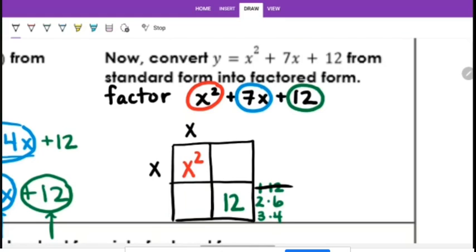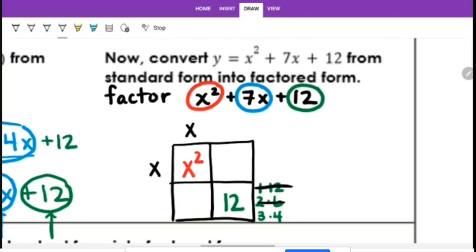Would 2 and 6 work? If I put a 2 here and a 6 here, would these work? No, I see some people shaking your heads no, because that would give me a 6x and a 2x, and those don't add together to give me 7x either. Okay, so I think you guys are getting this. Wonderful. What we need is the 3 and the 4.